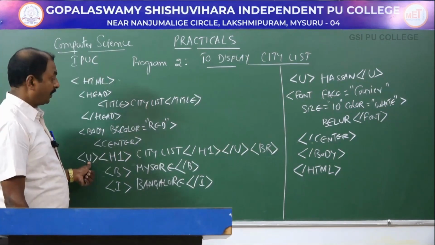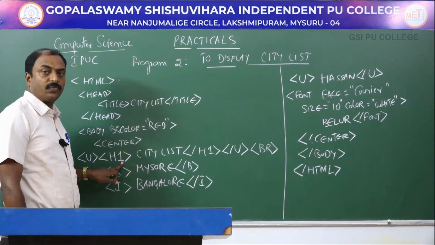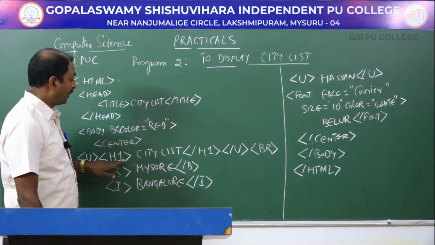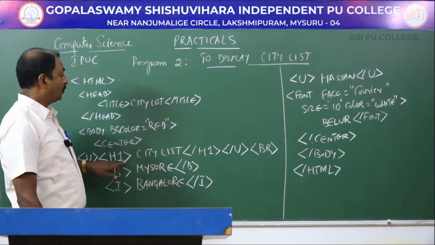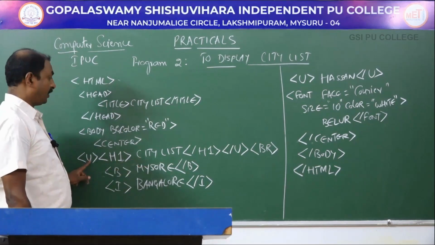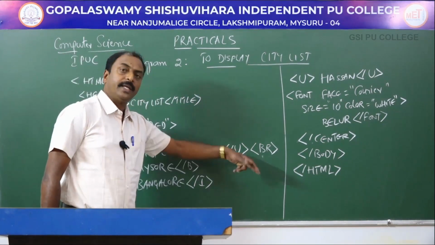And the U tag stands for underline, and H1 stands for heading tag. It has 6 levels. You can make use of H1 to H6. So in this one, this appears as a heading, and we have underlined this with U. The BR tag displays the content in the next line.